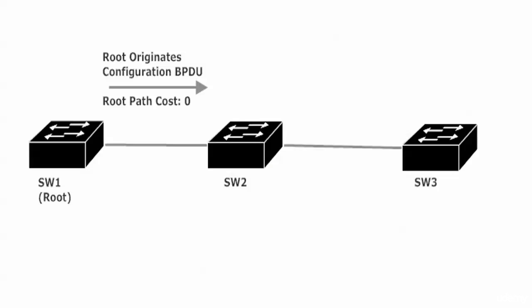Not as it leaves. This is very important because you could look at this and say, okay, if I'm adding up the RPC and I'm assuming these are all fast Ethernet ports, which they are, they all have a default cost of 19, which they do, then I'm thinking, okay, what is the RPC as it leaves switch 1? I need to go see what that port cost is. No, you don't, because it doesn't matter. The RPC only increments as the BPDU is received, not as it is sent.